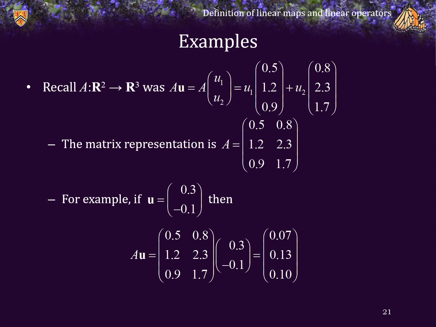So 0.5 times 0.3 plus 0.8 times negative 0.1, giving 0.07. Then 1.2 times 0.3 plus 2.3 times negative 0.1, that would give 0.13. And finally, 0.9 times 0.3 plus 0.7 times negative 0.1, and that gives us the value 0.1.